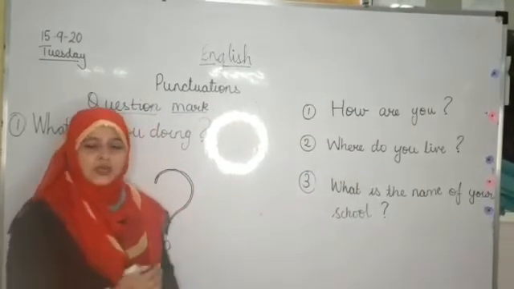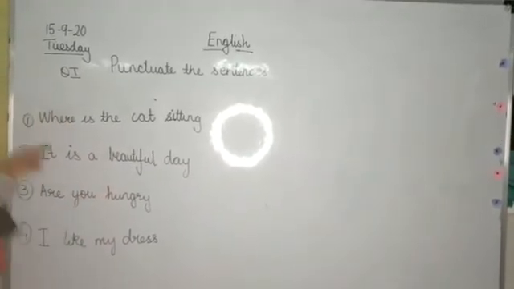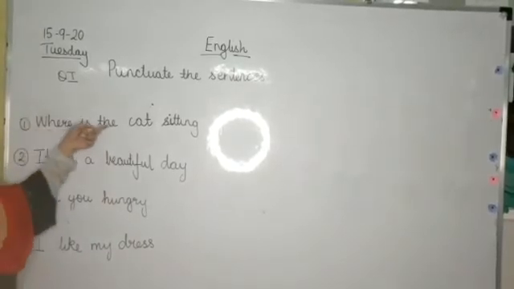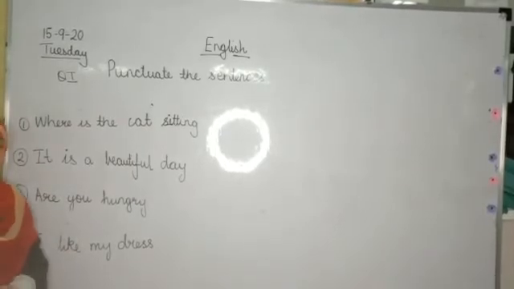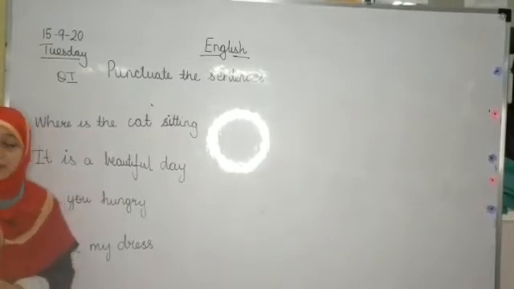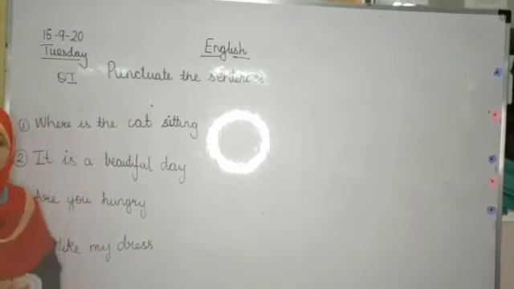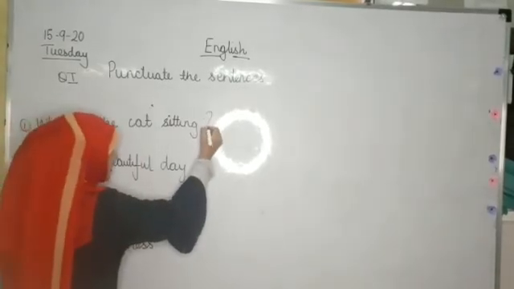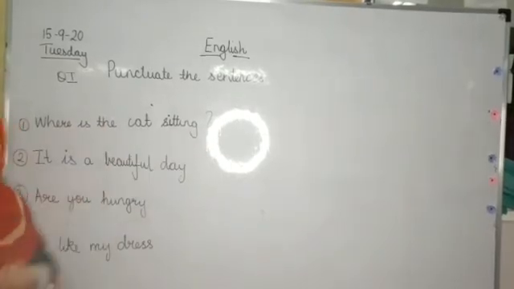Yes. Now let's do one small exercise. So let's do this small exercise together. Let's read the first sentence. The first sentence says, where is the cat sitting? What does this sentence say? Yes, when I say where is the cat sitting, I am asking you something. I am asking you, where is the cat sitting? So when I ask you something, what do we put? Yes, you are right. We put a question mark. Yes, this is a question. So we put a question mark.